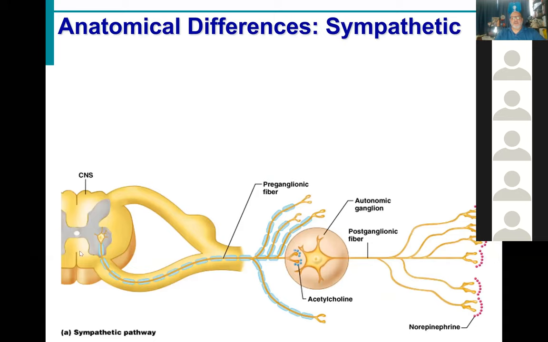Notice here, we see the sympathetic pathway, shorter preganglionic neuron, longer postganglionic neuron. Notice elaborate branching of both the pre and the postganglionic neurons. Our preganglionic always releases acetylcholine. And remember, as we talked about, most of our postganglionic sympathetic neurons release norepinephrine.